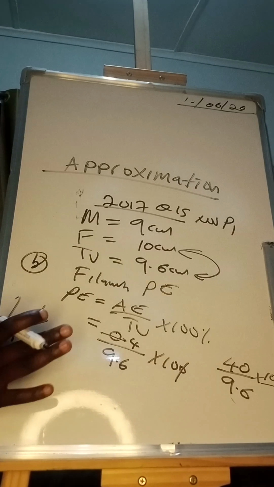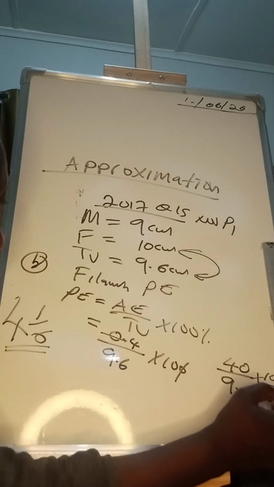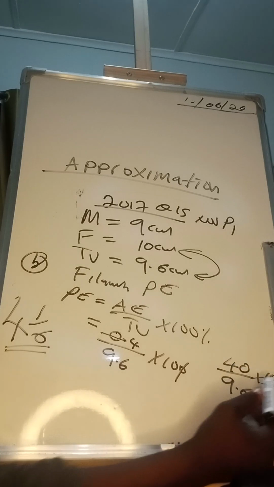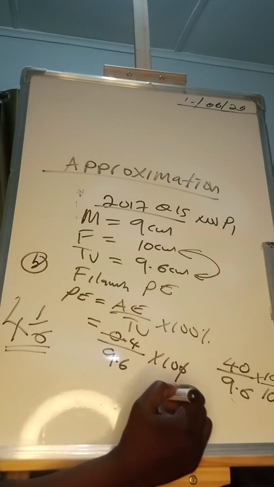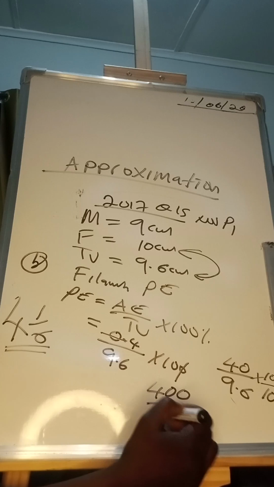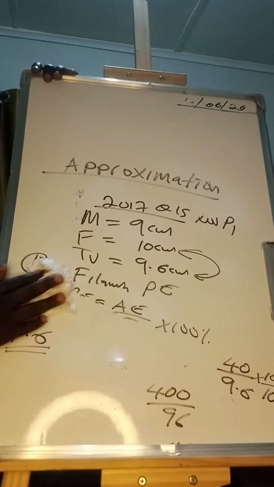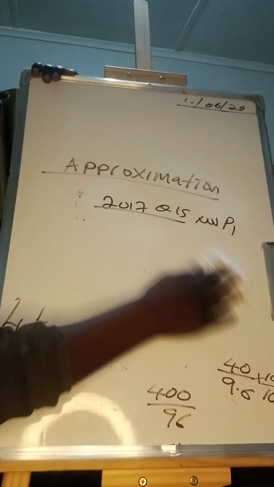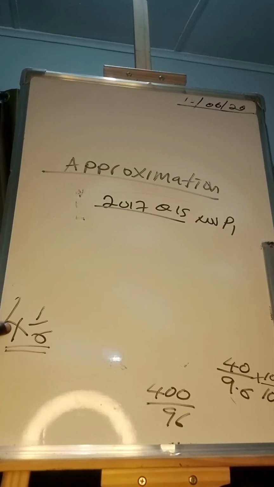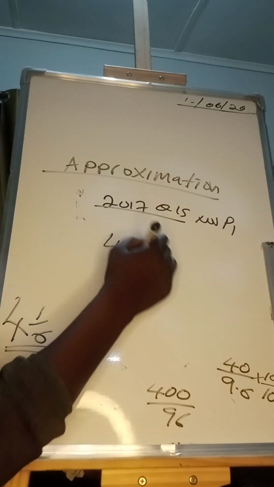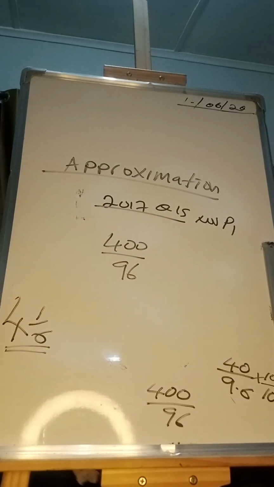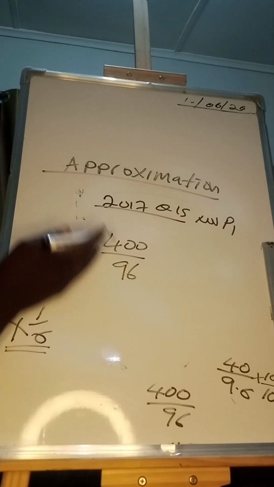Okay? But how without a calculator? This is the method. When you multiply on top, it will simply give you 400. At the bottom, 96. So now, without a calculator, how can we get 4 1 over 6? Well, 400 over 96. Think of the smallest number. You can start from 2, 3, 4, and so on and so forth, that can go into both of them.